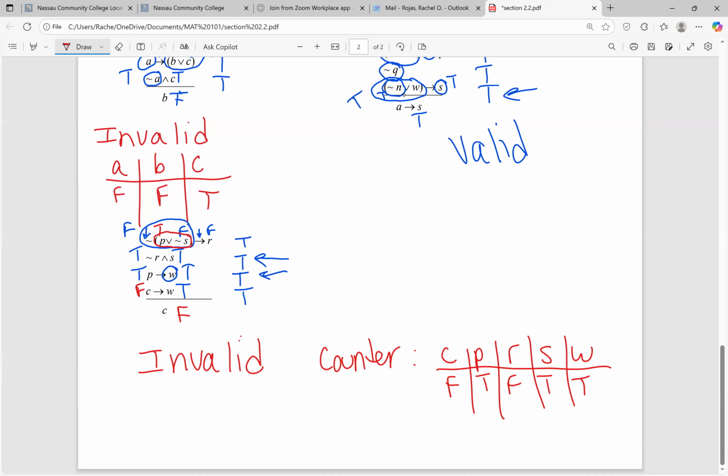So that wraps up this lecture on section 2.2. And you're going to have homework to practice this approach using the direct approach and assuming the premises are true and seeing how it rolls out in terms of if your conclusion has that possibility of being false, then we know the argument's invalid and you guys could show your counterexample.